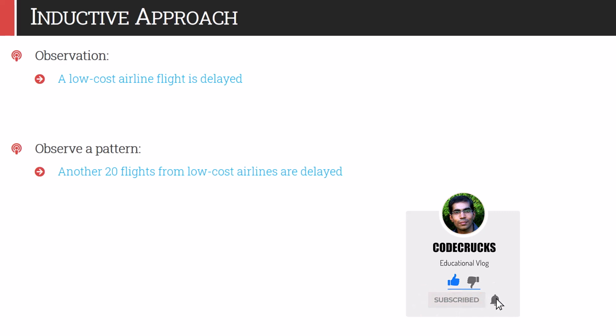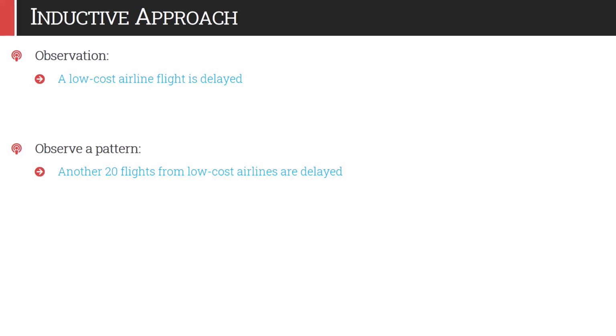So consider that another 20 flights from low-cost airlines are delayed. The sample is now bigger. Initially the observation was for one or two flights. Now it is for 20 flights. Next it might be for 100 flights. And so if it is happening, we can say that all low-cost airlines always have delays. So this is the theory. That is what we have generalized from the observations.